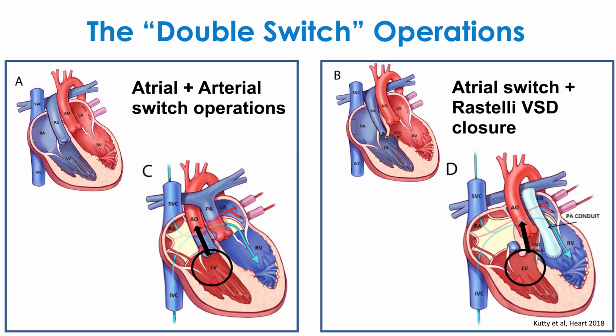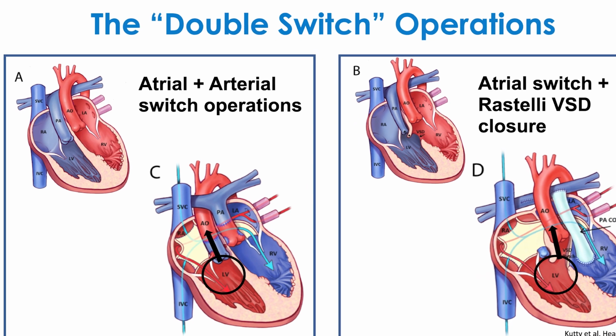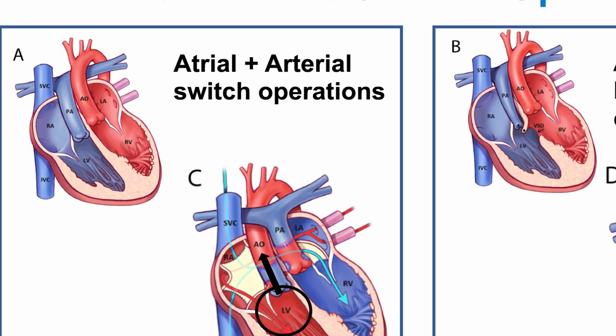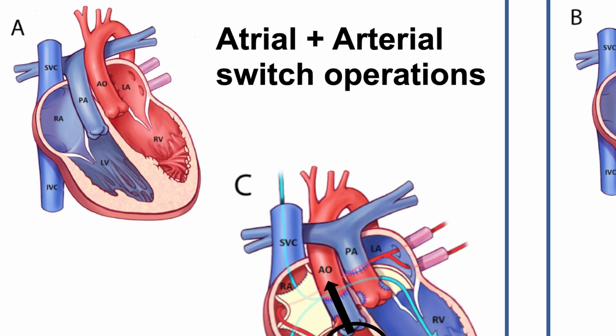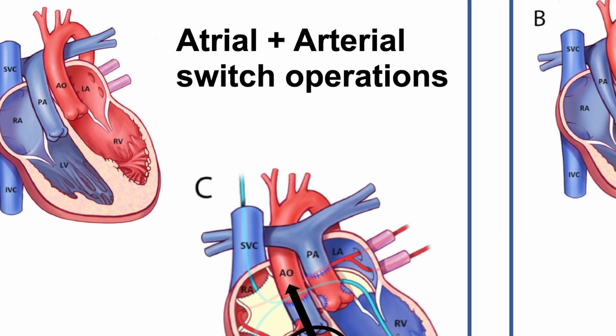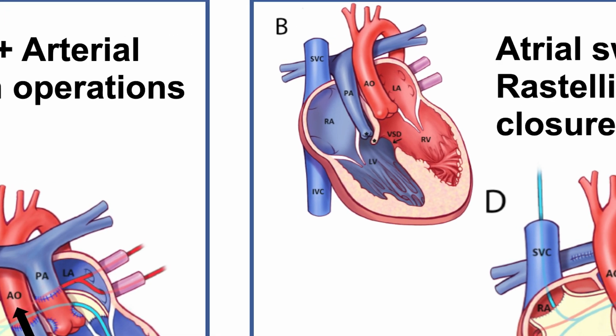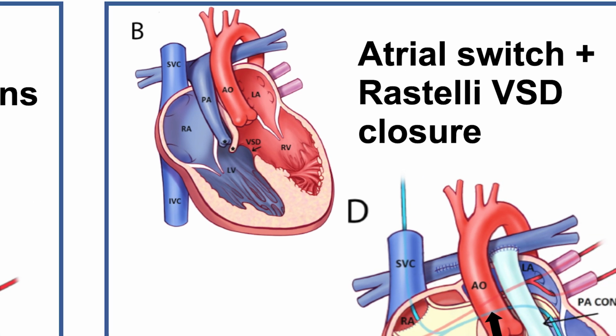So the double switch operation, the goal is to make the left ventricle the main pumping chamber of the heart that pumps blood to the aorta and to the body, rather than the morphologic right ventricle, which is what it is in CCTGA. And remember, the rationale is that the left ventricle, due to better geometry and contractile properties, is a more efficient pump than the right ventricle. And so the hope is by doing a double switch and redirecting the blood that you'll lessen the risk for heart failure long-term into adulthood.